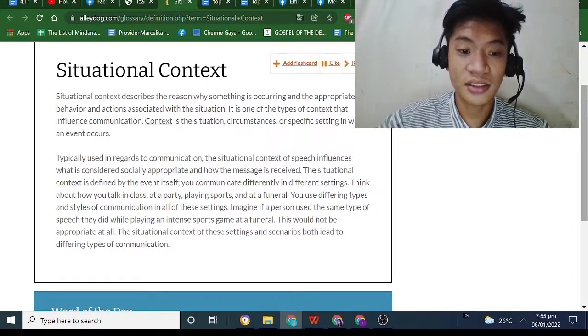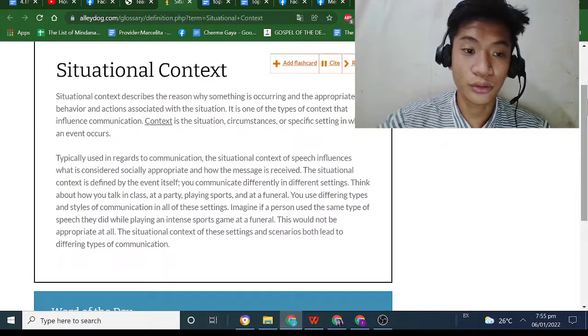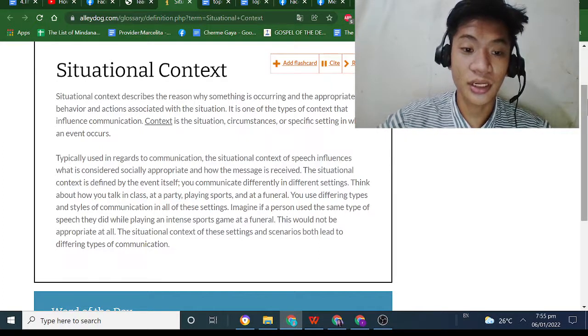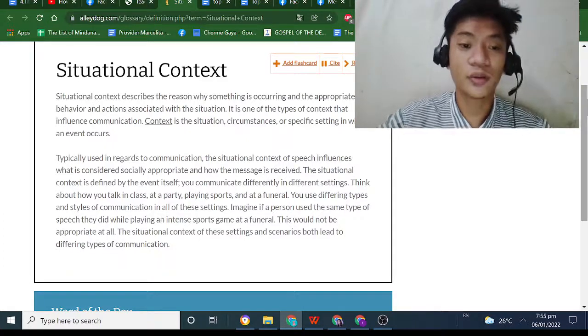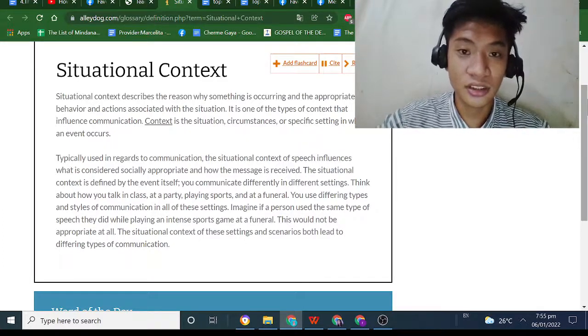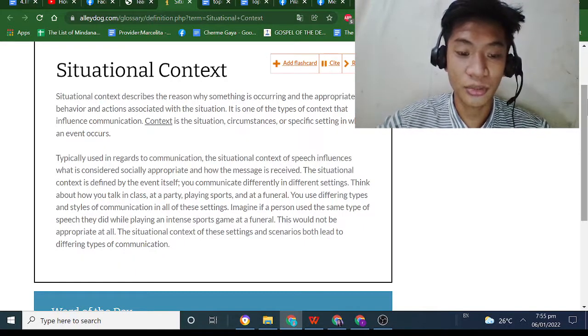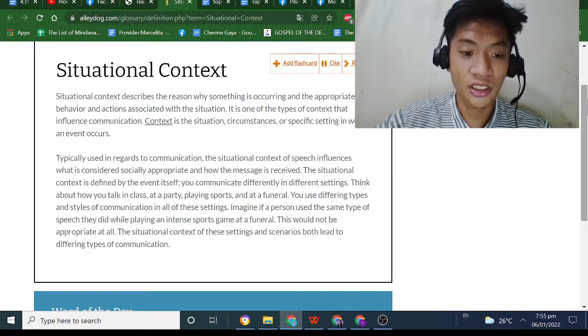Context is the situation, circumstances, or the specific settings in which an event occurs. It means that the situational context is something that influences communication, typically used in regards to communication. The situational context of speech influences what is considered socially appropriate and how the message is received.